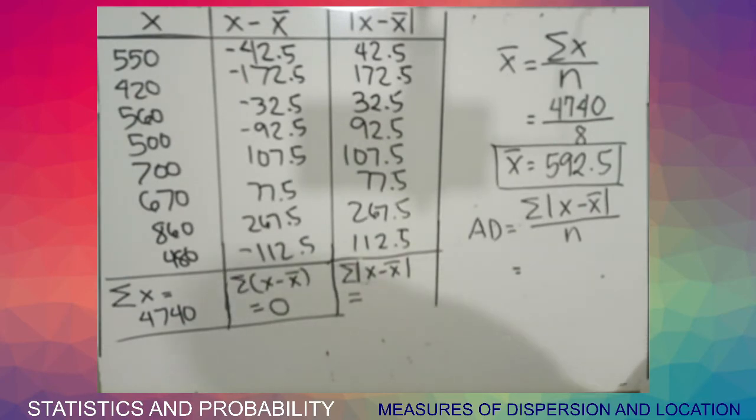Okay. So, kaya kailangan nyo talaga ng calculator or Excel para mas madali. So, 42.5 plus 172.5 plus 32.5 plus 92.5 plus 107.5 plus 77.5 plus 267.5 plus then 112.5.